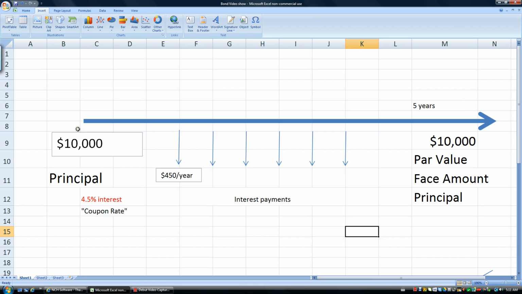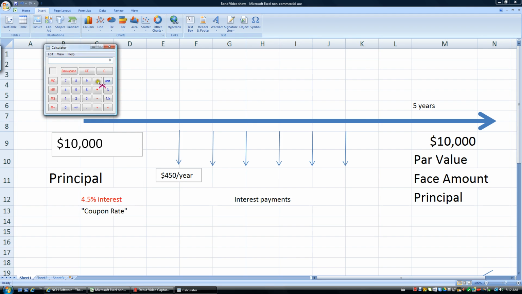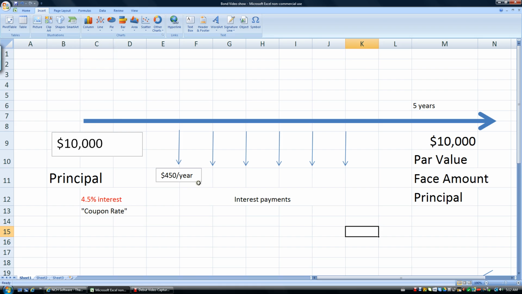So what does the company have to pay you in return for using your money over the 5 years? They're going to be paying you interest over those 5 years. In this case, for example, if it's 4.5% interest, it's going to be $10,000, and you can calculate that very easily by doing $10,000 times 4.5 and hitting the percent, and that will give you $450 in a year. So that's an annual interest rate. So every year you're going to be getting $450 from the company.